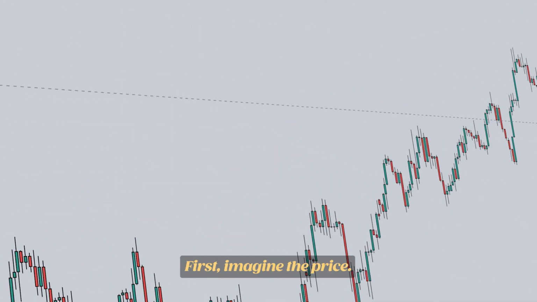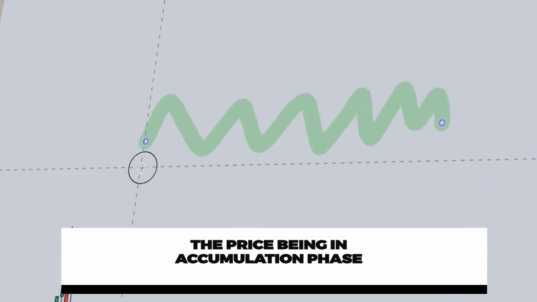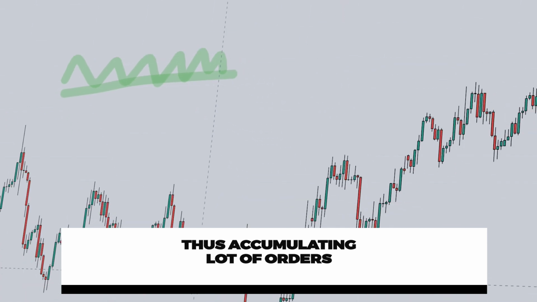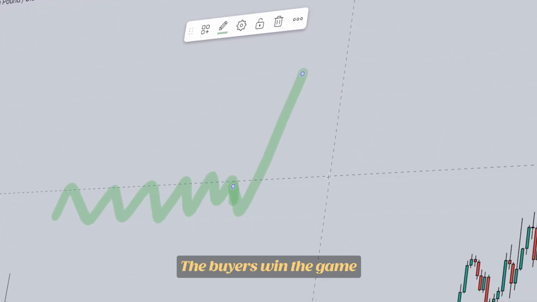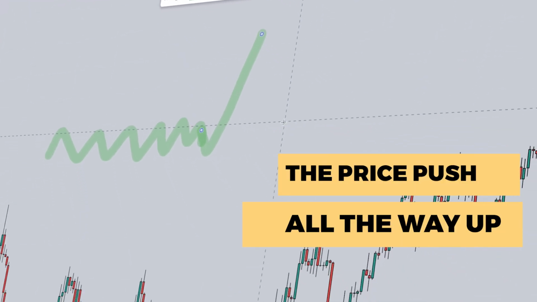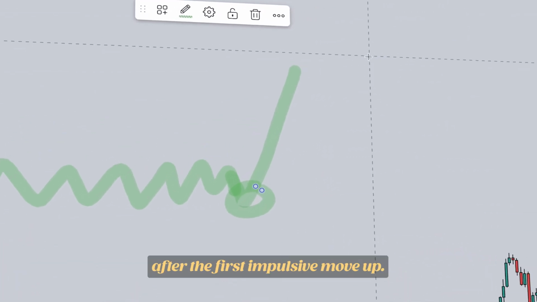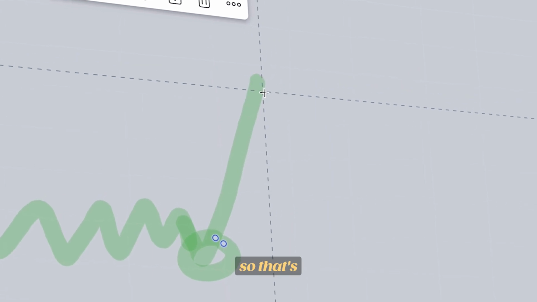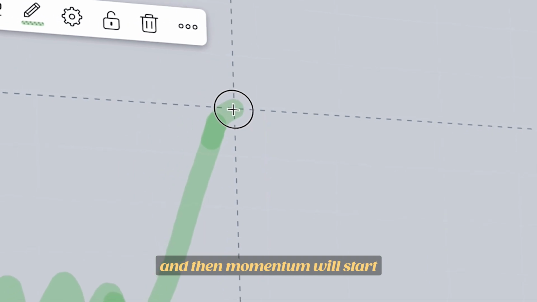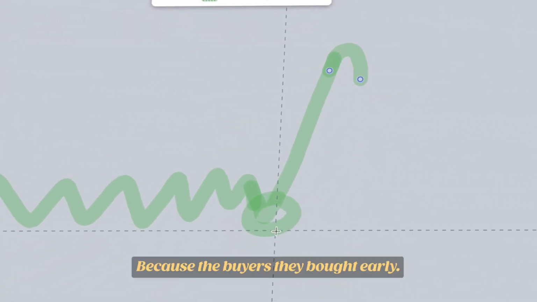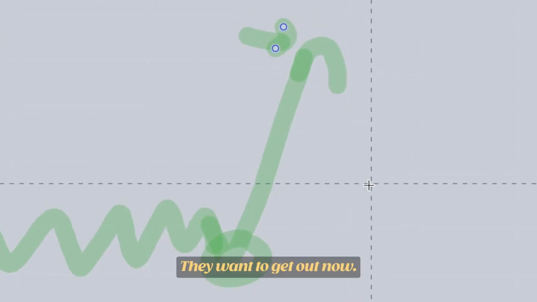First, imagine the price has been in sideways movement for a while. Because the price is in an accumulation phase, it's accumulating a lot of orders, and then there's a strong push to the upside. The buyers win the game, and the price pushes all the way up. A lot of traders that buy here would want to take their profits after the first impulsive move up. So you will see one first impulsive move to the upside, and then momentum will start slowing down. Why? Because the buyers bought early, they already took their profits here. They want to get out now.